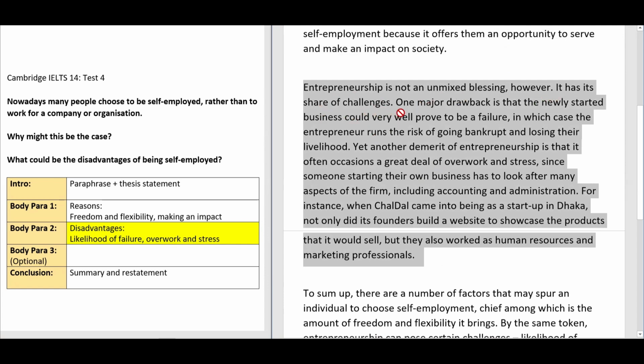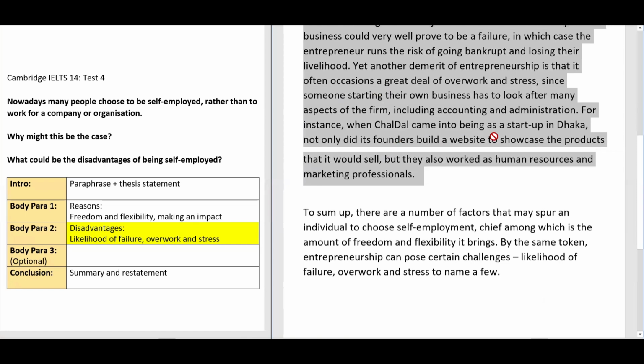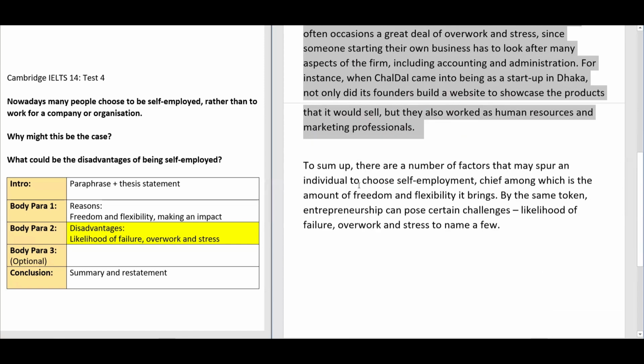It has its share of challenges. One major drawback is that the newly started business could very well prove to be a failure, in which case the entrepreneur runs the risk of going bankrupt and losing their livelihood. Yet another demerit of entrepreneurship is that it often occasions a great deal of overwork and stress, since someone starting their own business has to look after many aspects of the firm, including accounting and administration. For instance, when Chaldal came into being as a startup in Dhaka, not only did its founders build a website to showcase the products that it would sell, but they also worked as human resources and marketing professionals.